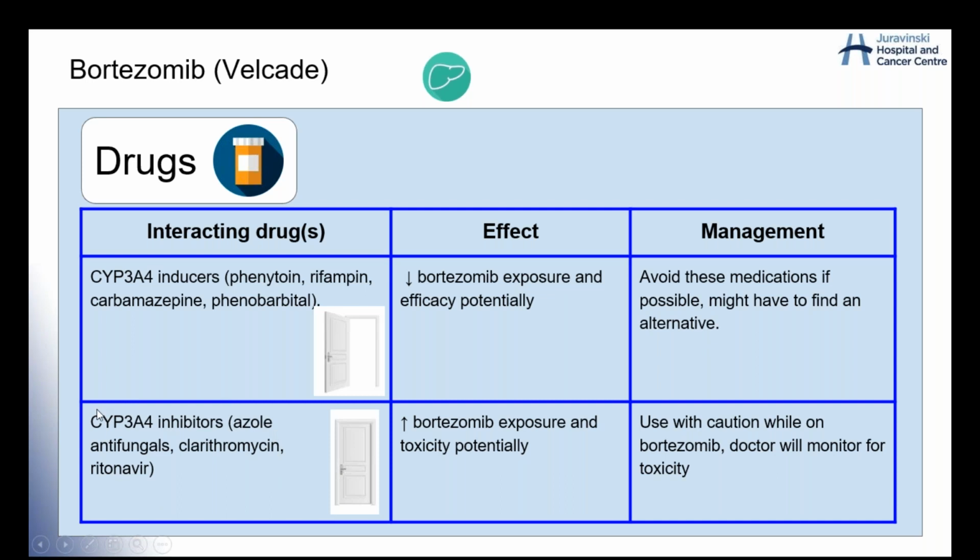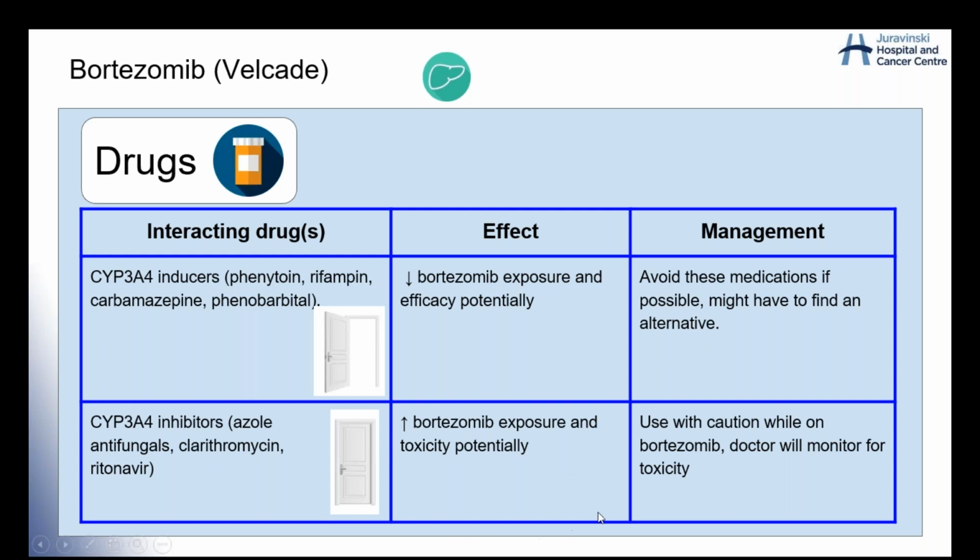The other group here has the opposite effect of the first one. So these are the CYP3A4 inhibitors, so they tend to close the door. Clarithromycin is one that a lot of patients are familiar with because we use it for a lot of respiratory infections, and azole antifungals, some of you might be familiar with, like fluconazole and voriconazole. And again, what they do is they tend to shut the door a little bit, so then bortezomib will linger around in the body longer than we would like, and that will increase exposure and potentially increase toxicity.